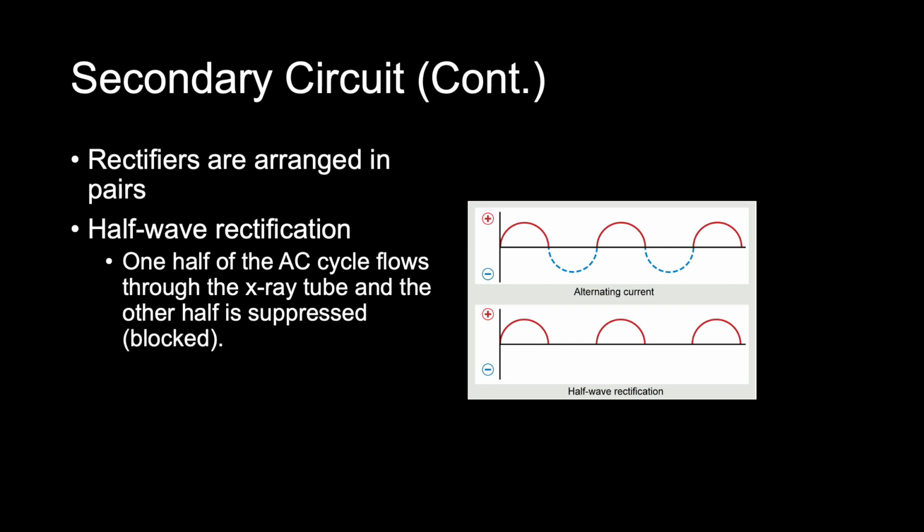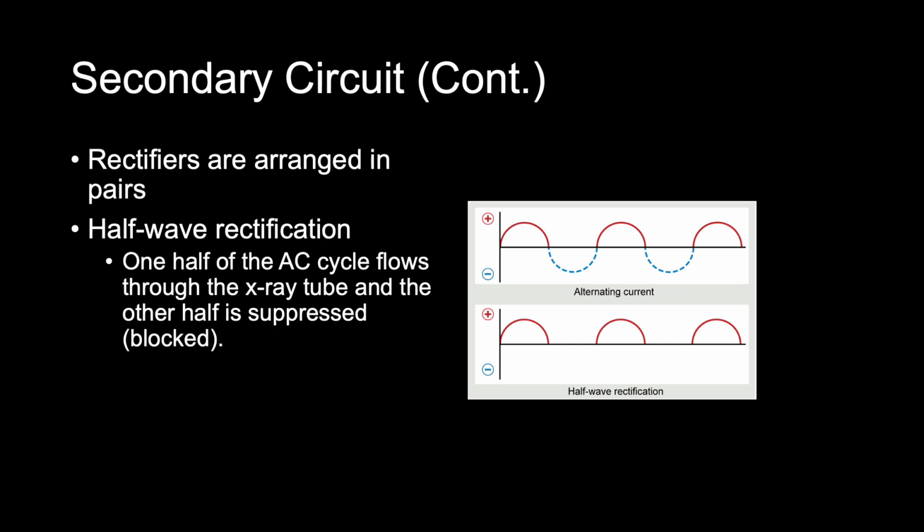To be used more effectively, rectifiers are arranged in pairs, and this is so that the AC cycle has an open path from each direction. It is possible to use only two rectifiers, but then this suppresses or basically wastes the negative half of the cycle, and then simply serves to protect the X-ray tube during that phase. One half of the AC cycle flows through the X-ray tube, and the other half, which would otherwise flow through the X-ray tube the wrong way, is blocked. This type of waveform is called a half-wave rectification.